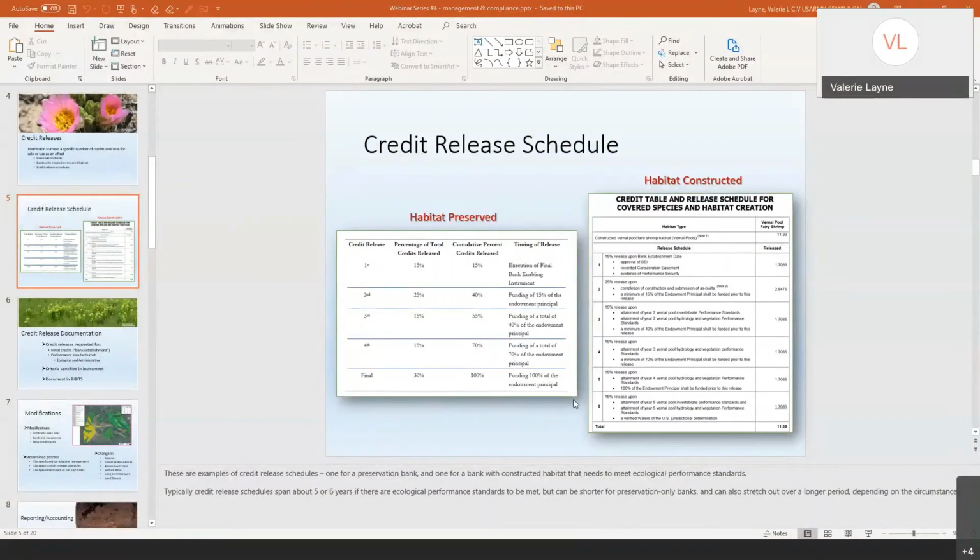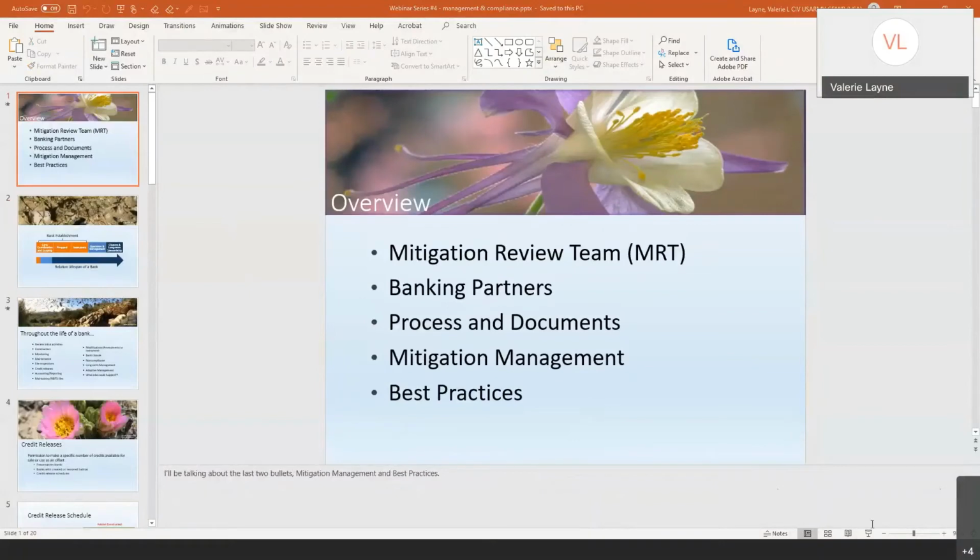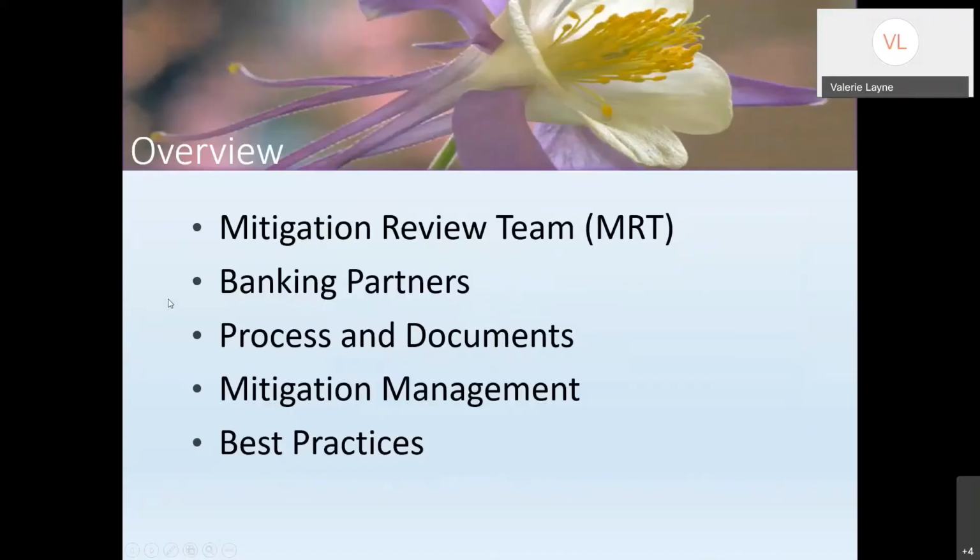Okay, whoops. Sorry, we need to start on slide 1. There we go. So I'll be talking about the last 2 bullets. Hang on, there's a box in the way here. There, okay. I'll be talking about the last 2 bullets on this slide, the mitigation management and best practices.